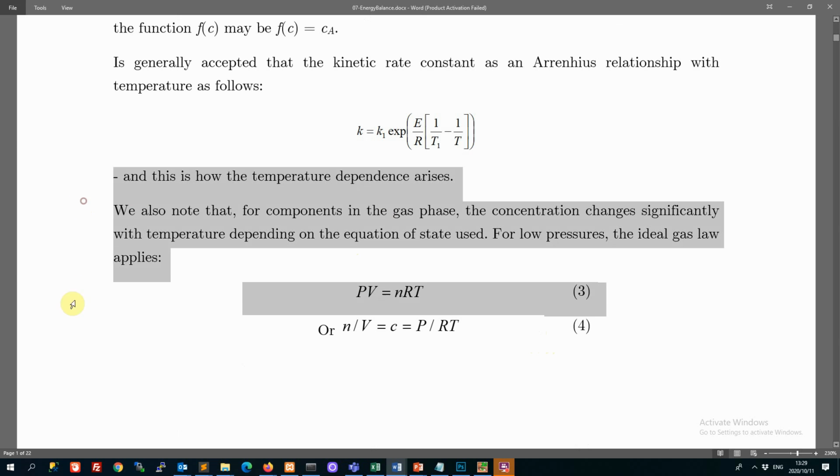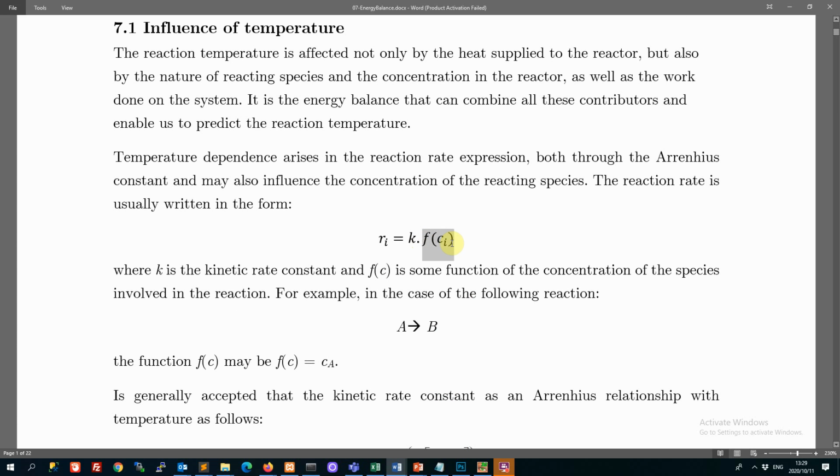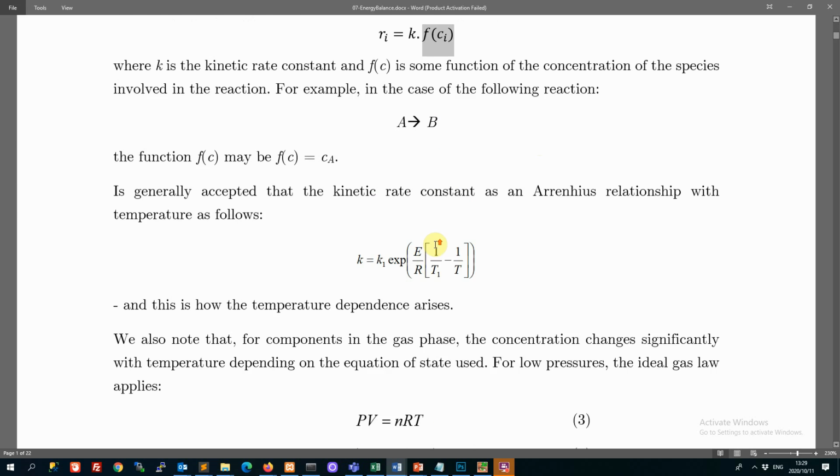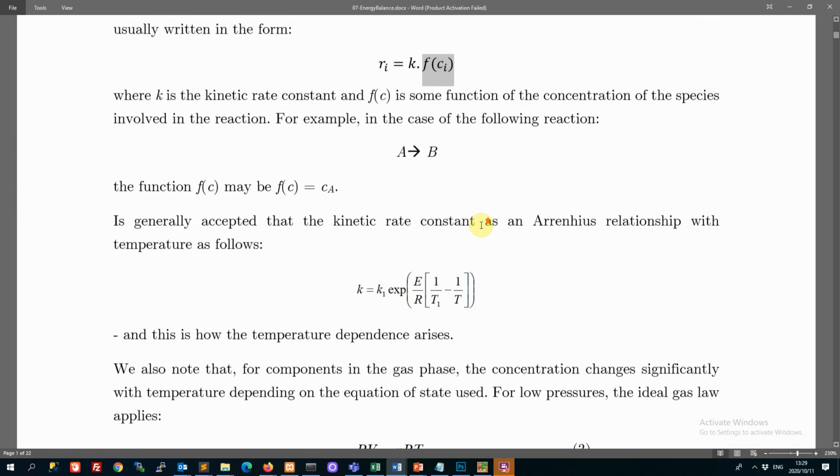There's another small note here that sometimes your temperature also affects your concentration. So if it's a gas phase reactor and if the pressure is low enough, then PV equals nRT, the ideal gas law applies. And you can rearrange this quite easily. So N over V is the concentration, which means concentration equals P over RT. So clearly here you can see as you change the temperature, concentration will change. So that will change this part of your rate expression. So that's true. Sometimes you actually have a temperature influence on your concentration.